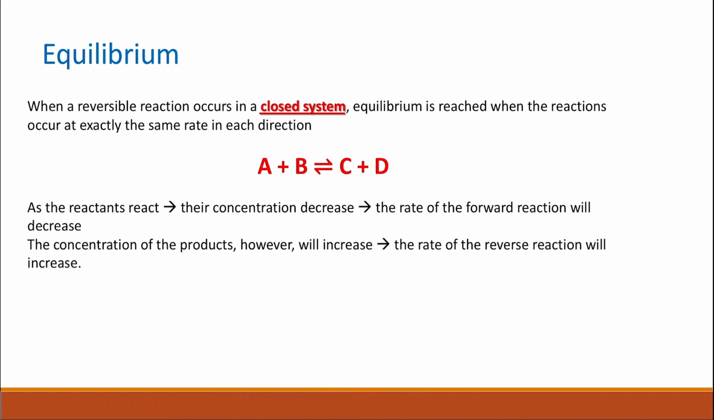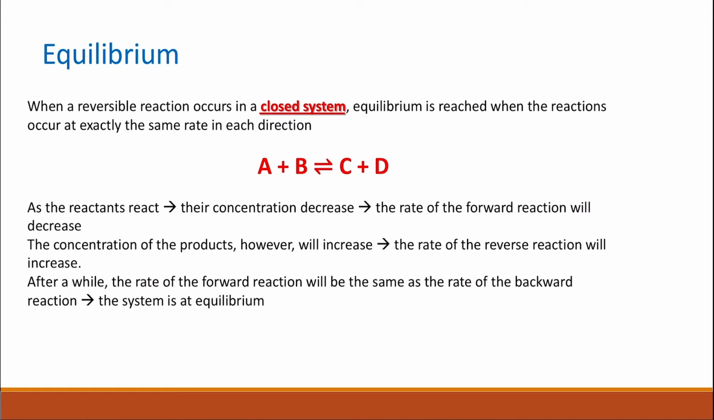The concentration of the products at the same time will start to increase. That means the rate of the reverse reaction will start to increase. That will continue until the reaction reaches an equilibrium. At equilibrium, both the forward and reverse reactions will occur, but at the same rate. The concentrations at equilibrium of all reactants and products will remain constant. They will not be the same, but they will remain constant.